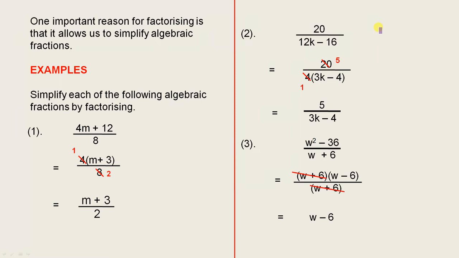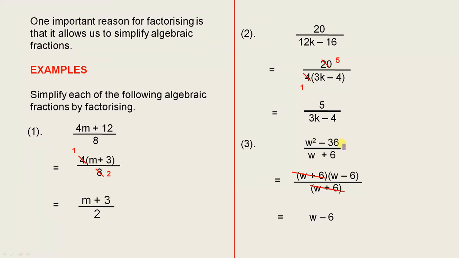Number 2, 20 over 12k minus 16. We can write that as 20 over 4 outside of 3k minus 4. 4 into 4 goes once, 4 into 20 goes 5, and that gives us 5 over 3k minus 4.